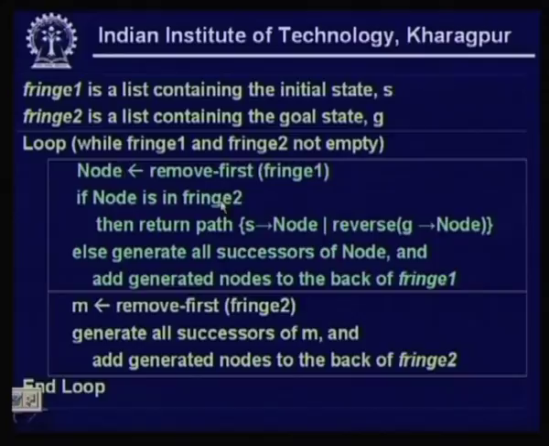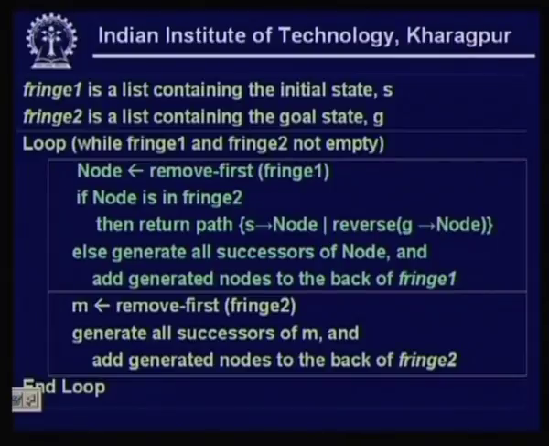So, while fringe 1 and fringe 2 are both non-empty, we first remove the first node from fringe 1, let it be node. So, if node is in fringe 2, then we return the path that we get from start to node concatenated with the path that we get from goal to node reversed. Otherwise, if node is not in fringe 2, we generate all successors of node and add the generated nodes to the back of fringe 1.